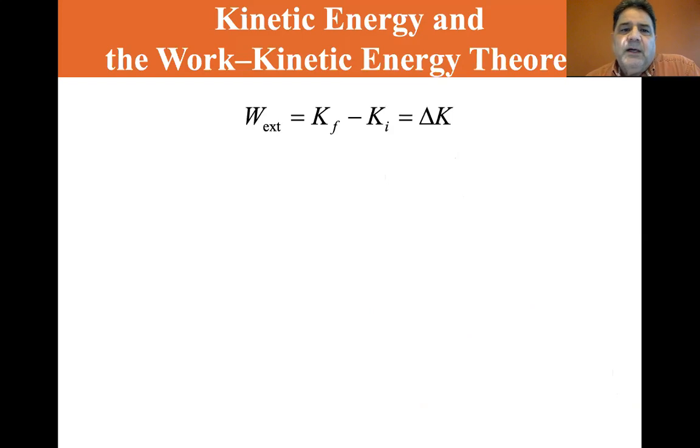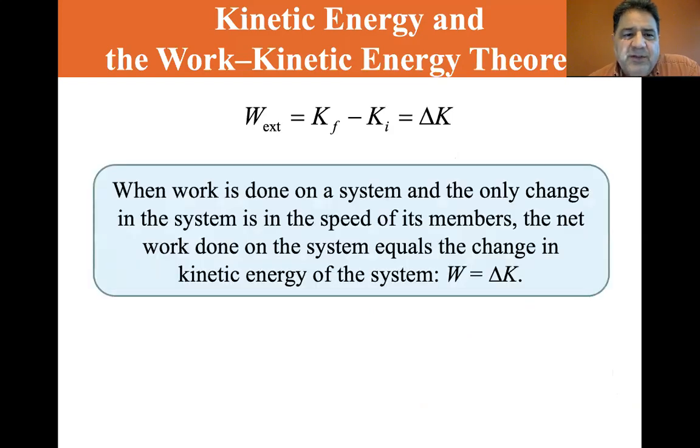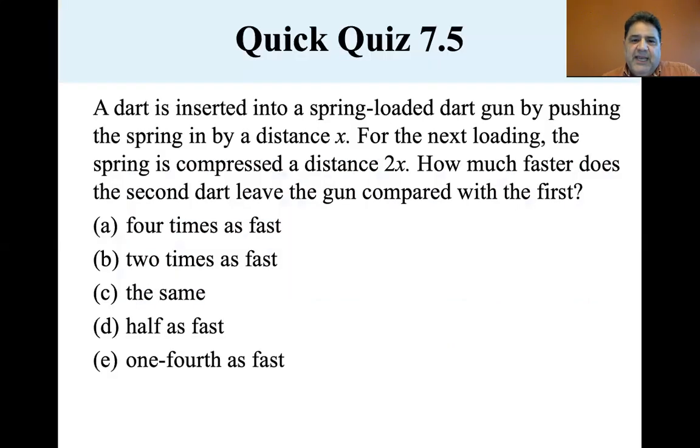So the work is equal to the change in kinetic energy when work is done on a system, and the only change in the system is in the speed of its members. The net work done on the system equals the change in kinetic energy of the system. W equals delta K.